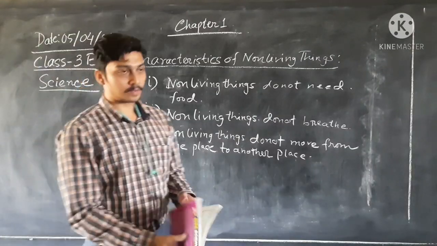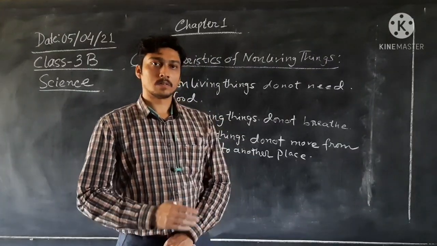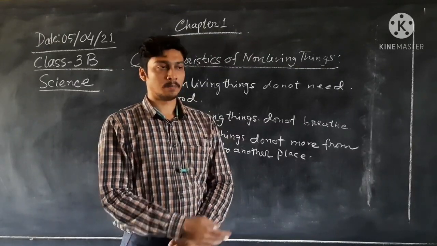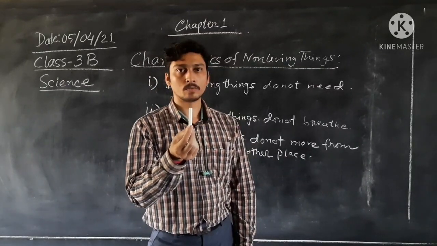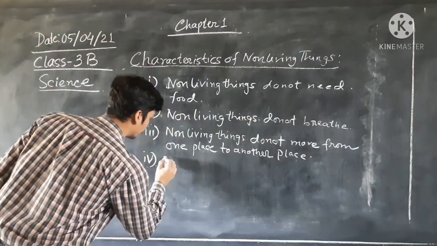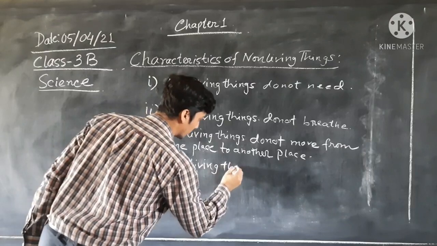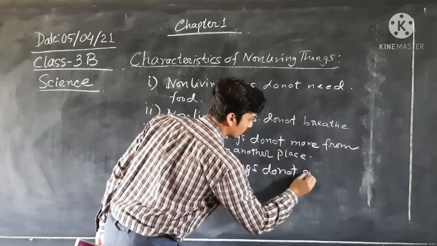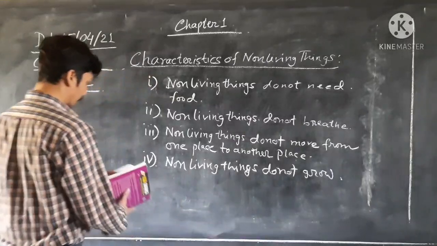The fourth characteristic is that living things grow. Living things grow. But the non-living things, suppose chalk, they don't have life, so they can't grow. So non-living things do not grow. Clear?